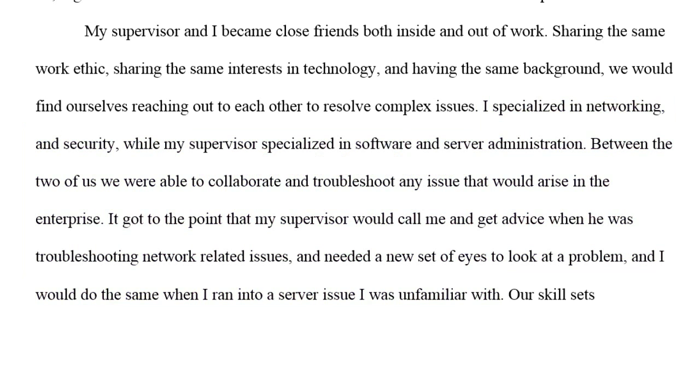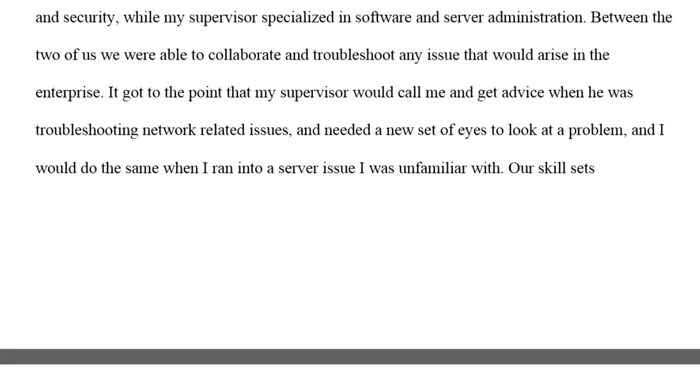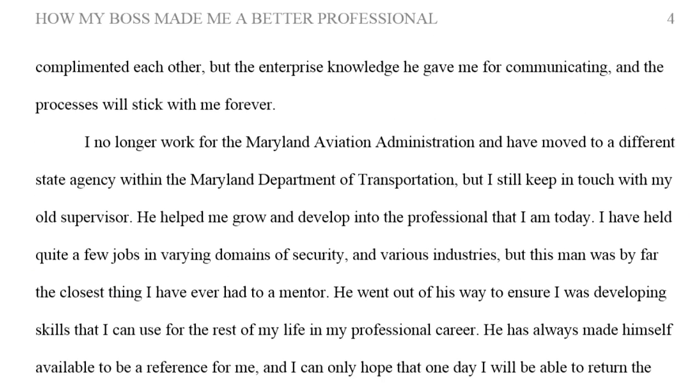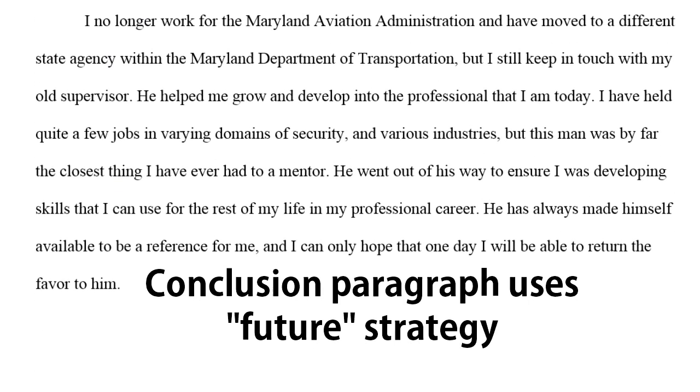Now the paragraph's concluding sentence that echoes the essay's overall theme. Our skill sets complemented each other, but the enterprise knowledge he gave me for communicating and the processes will stick with me forever. In the conclusion paragraph, you see that the writer chose the future strategy by summarizing what became of the relationship and, more importantly, to reflect upon the lasting influences of Richard Moore in the author's future.